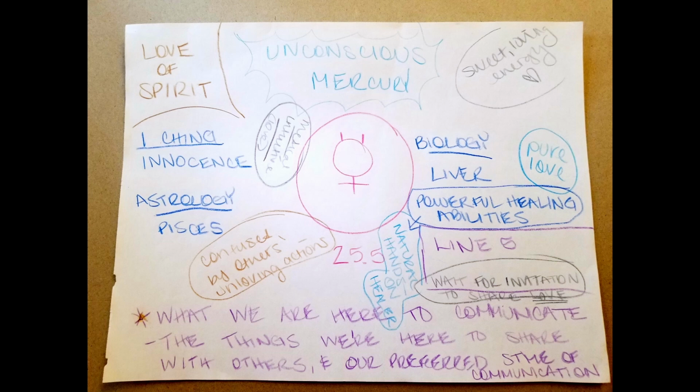Next, we have unconscious Mercury. And for me, that's in gate 25.5. Gate 25 represents the love of spirit. And the unconscious Mercury is all about what we're here to communicate, the things that we're here to share with others, and our preferred style of communication.